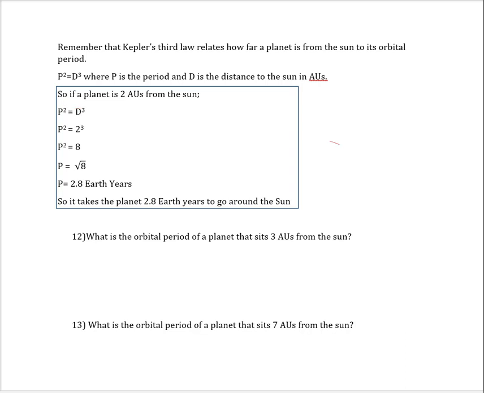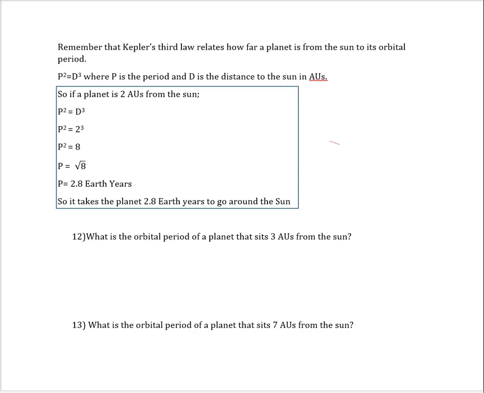Now what I'm going to do is give you D, the distance, because that just makes the math a little bit easier. You'll see how here in just a minute. So if I tell you a planet sits 2 AUs from the sun, how long does it take to go around the sun?